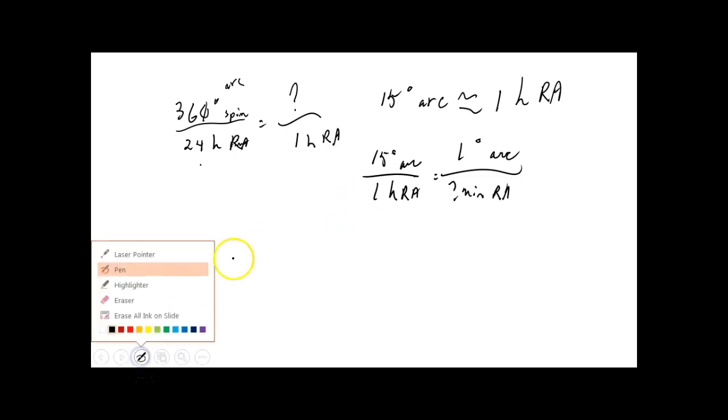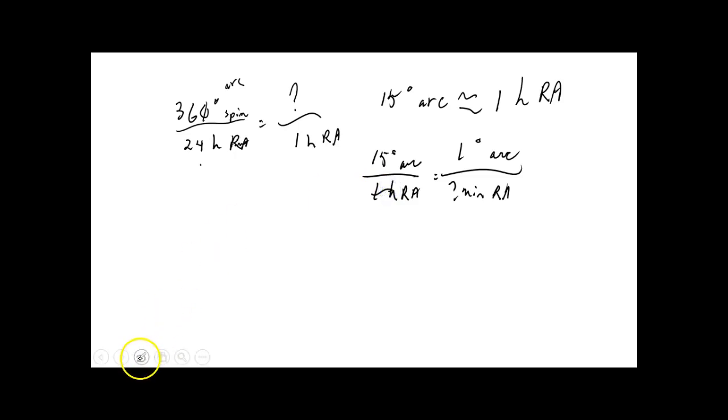How many minutes in an hour? 60. So change that 1 hour to 60 minutes. 60 minutes of right ascension. Now we can do the ratio. And what would that come out being? Not quite. Now look at this. What do you multiply this by to get 60? You'd have to multiply that by the same amount, so the ratio is the same. 4. Exactly. So that would be 4 minutes of right ascension.